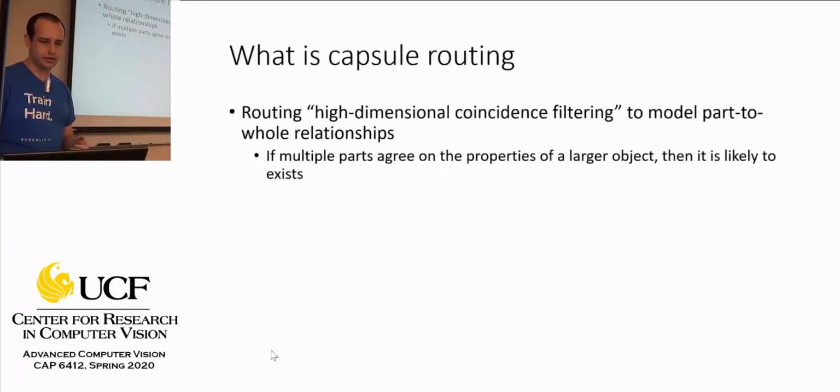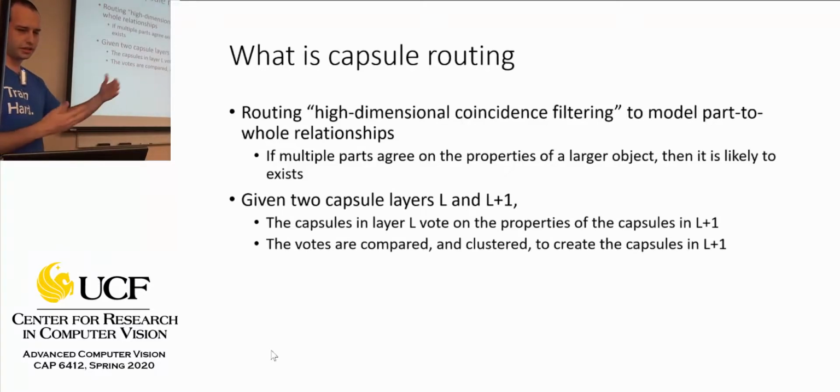So what is capsule routing? In the EM routing paper, they have this nice description: high dimensional coincidence filtering. Basically what it says is, suppose we have two layers of capsules. Like in CNNs, we have multiple layers. Suppose we have two layers. One is the primary layer, which has some simple parts. You could think of these as, for example, parts of a face.